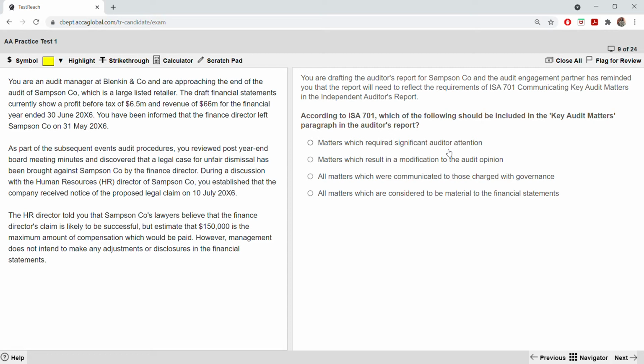So let us go one by one. Matters which require significant audit attention. Yes. Matters which result in a modification to the audit report. All matters which are communicated to those charged with governance. All matters which are considered to be material to the financial statements. It is the first. Key audit matters means you want to draw attention towards that. It's so significant that you want the users to see it. That's why it is the first one.